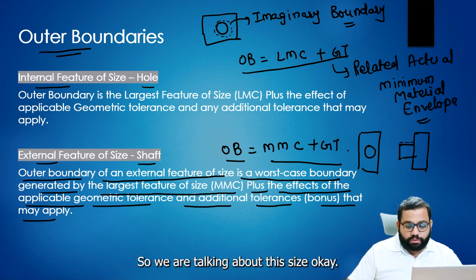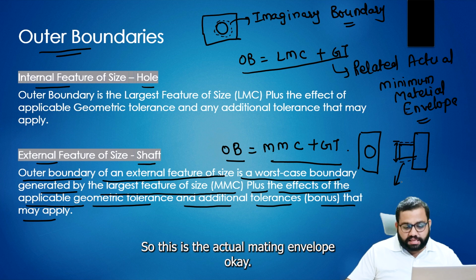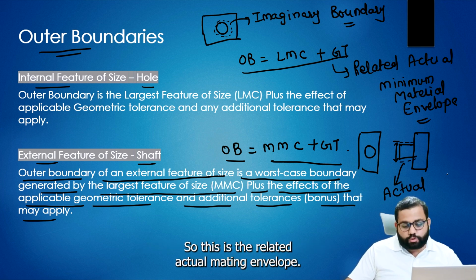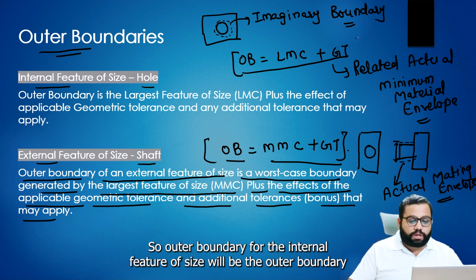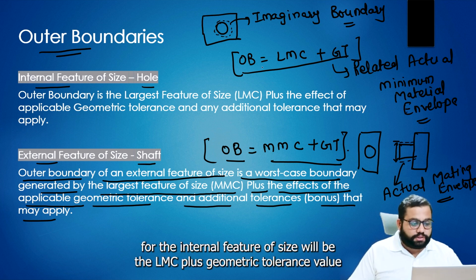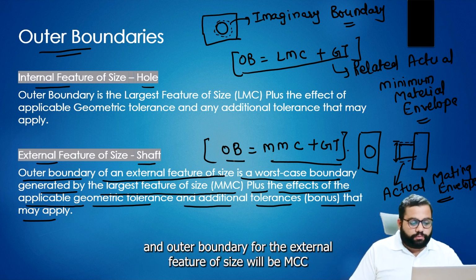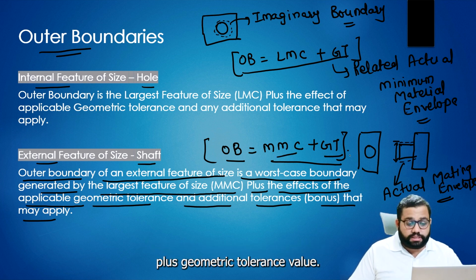So we are talking about this size. This is the actual mating envelope, and this is the related actual mating envelope. You have to learn these things, outer boundary and inner boundary. The outer boundary for the internal feature of size will be LMC plus the geometric tolerance value, and the outer boundary for the external feature of size will be MMC plus the geometric tolerance value.